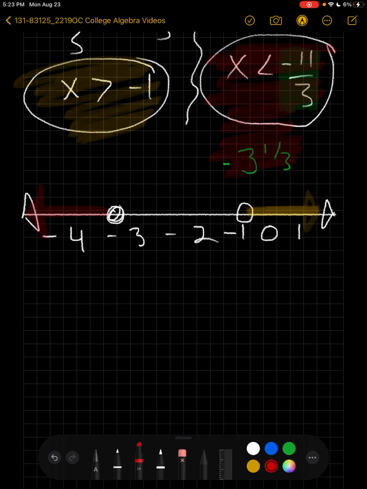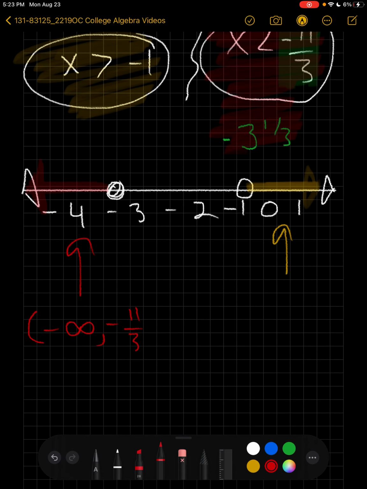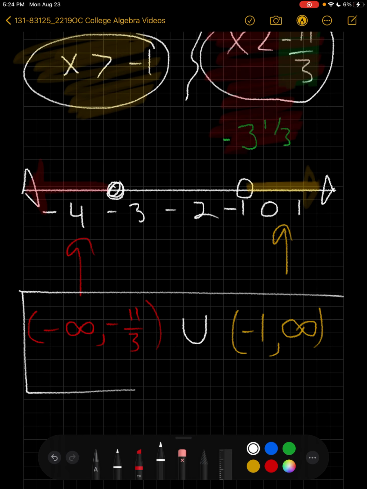This is why I recommend graphing it, so that you can see. I'm actually trying to talk about this piece of the number line and this piece of the number line. So in the red first, we would talk about this as negative infinity all the way to negative 3 1/3 or negative 11 over 3. And in the yellow, we would talk about that as negative 1 all the way to positive infinity. And then we use that union symbol to glue them together. That would be our final answer there in interval notation.